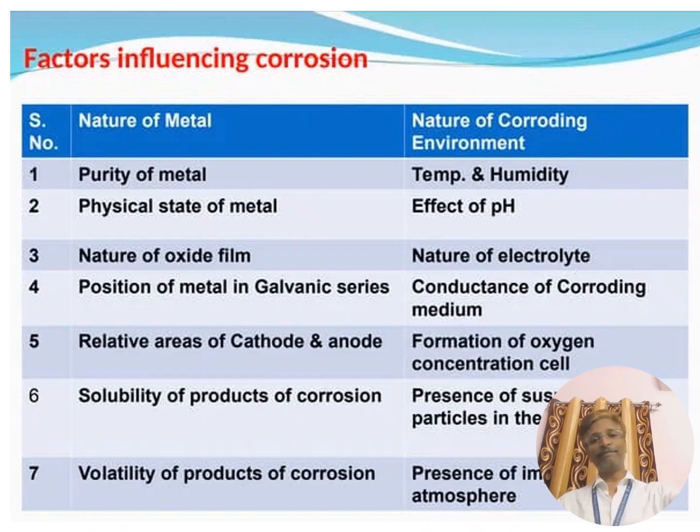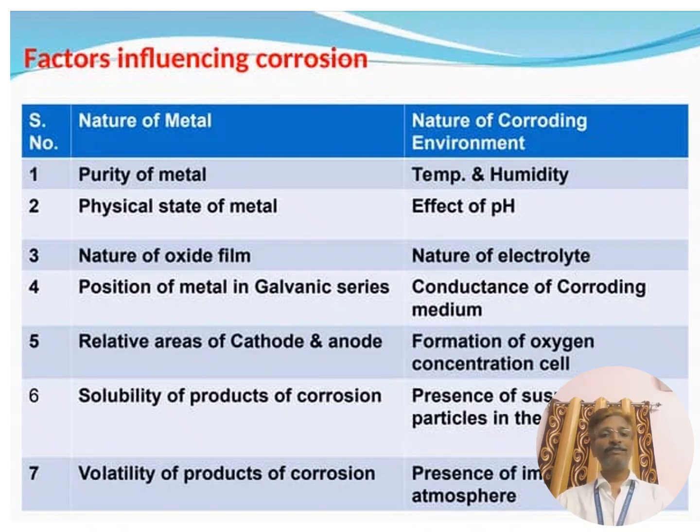Nature of the metal means what the purity of the metal is, what the physical state of the metal is, and what layer is formed on the metal surface, whether it is an oxide film, chloride, or sulfate. Based on the chemical environment, the layer will be formed. What is the nature of the film, whether it is protective, porous or non-porous? If it is porous, then corrosion occurs continuously. If it is non-porous, the metal will be protected. So this is the basic thing.